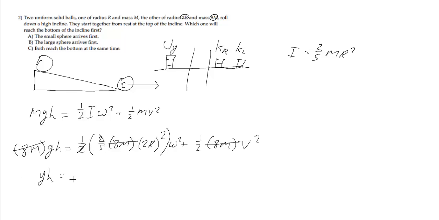So we've got GH is equal to 1/5 for r squared, because it's 2r squared, times omega squared, which is v over r squared, plus 1/2 v squared. Distributing the square, this becomes v squared, and this becomes r squared, and this r squared cancels out this r squared, so this goes away, and we're left with just GH is equal to 4/5 v squared plus 1/2 v squared.